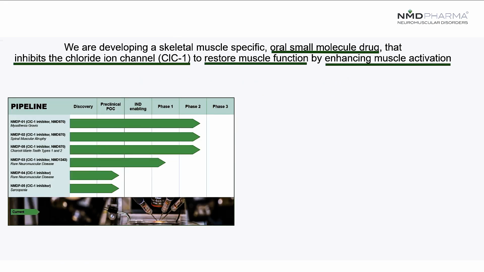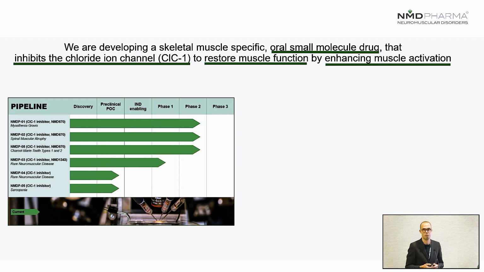This slide is showing you our growing pipeline of different treatments for different neuromuscular disorders. I would like to draw your attention to the top 3 lines on this pipeline chart, which show you where we are in the development with a drug called NMD670 for 3 different neuromuscular diseases. Those diseases are myasthenia gravis, spinal muscular atrophy, and of course, most importantly to this meeting here, Charcot-Marie-Tooth disease type 1 and 2.